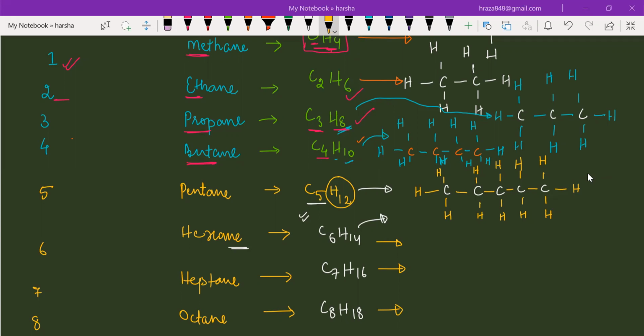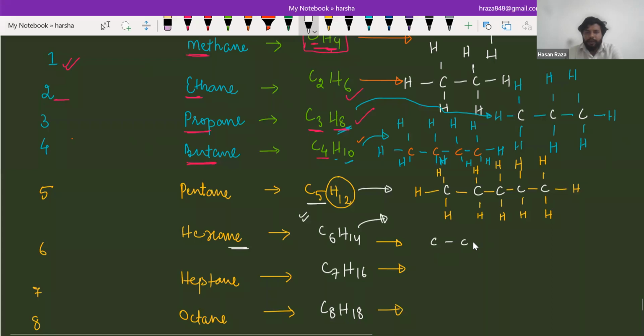Are you done with this? No one is responding at all. Yes, Martin, sir, I did. Your answer. Okay. See the structure of hexane. You are going to write 6 carbon singly bonded and 3 hydrogen to the terminal and 2 hydrogen to each carbon here.